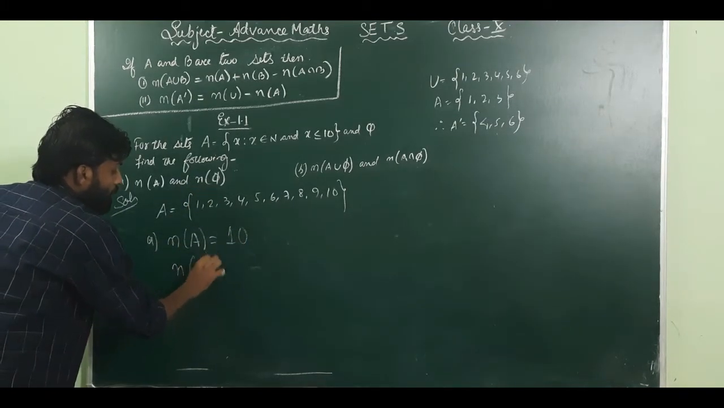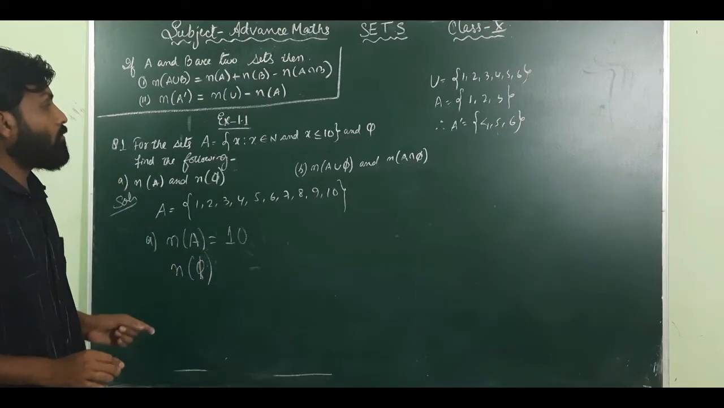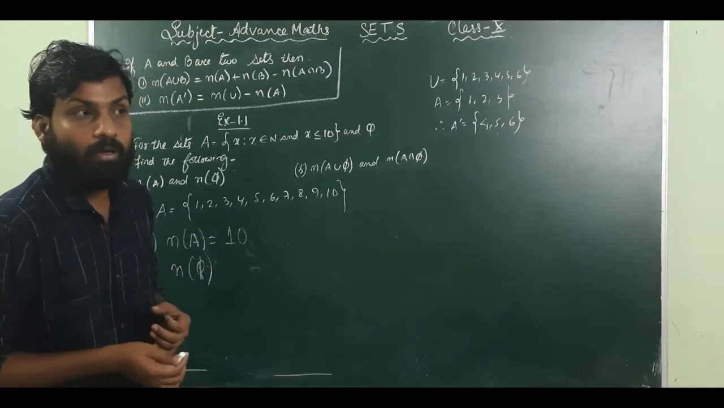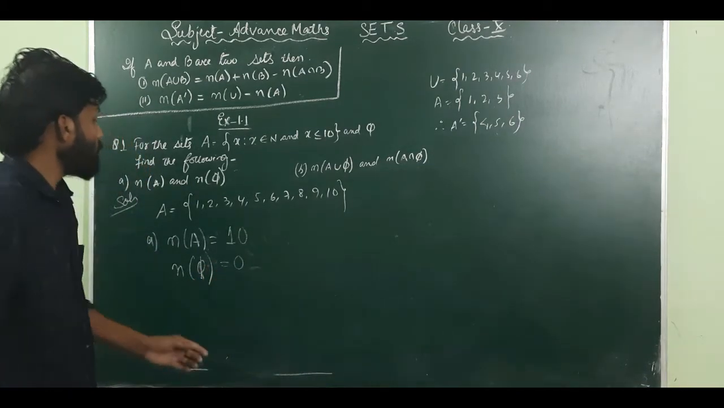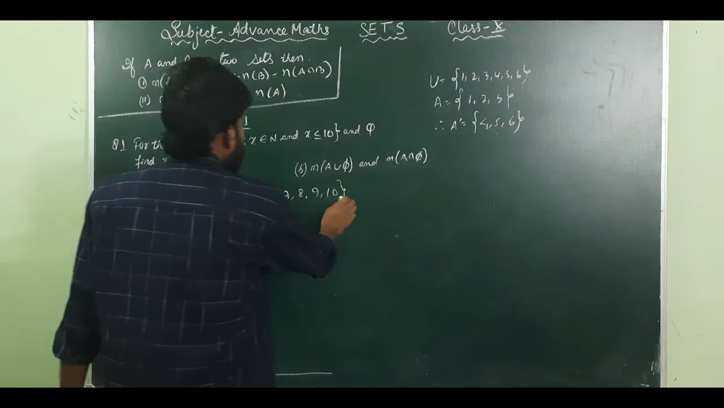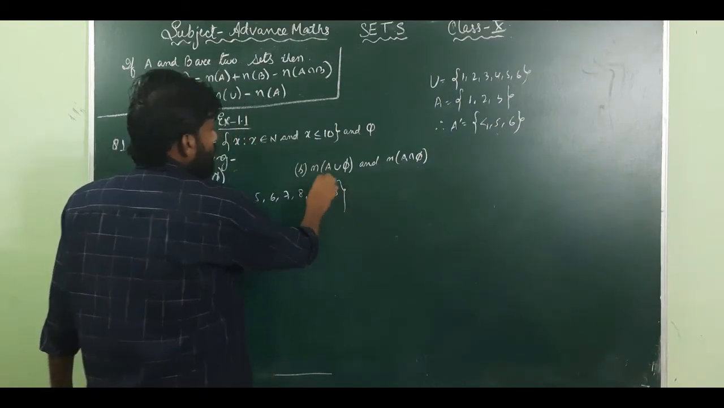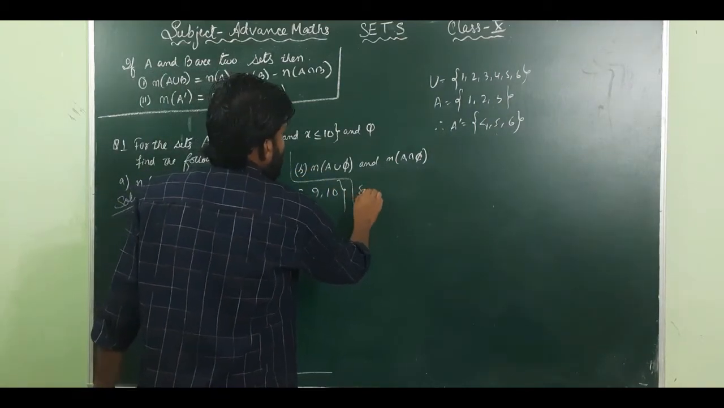That means the number of elements present in the set φ. We know that φ means the empty set, so no element is present here. So here the number of elements will become 0. Similarly, if you come to the next part of the question, this part.